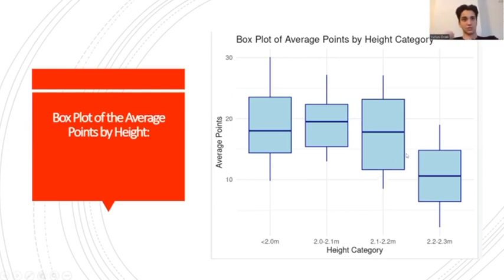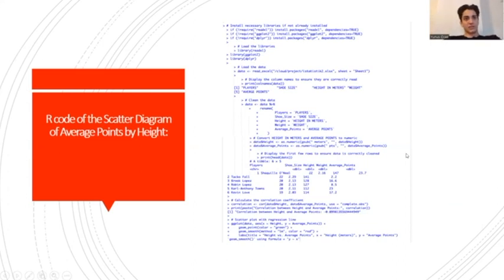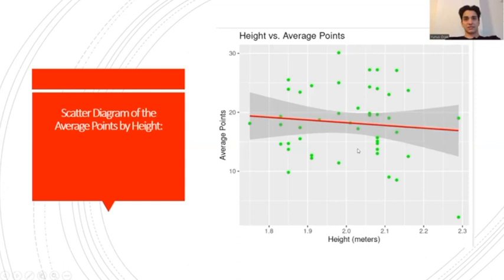So let's continue. R code of the scatter diagram of the average points by height. It is the scatter diagram R code, and let's continue with the result. Yes, in this one we can see in more detail what we mentioned. As you see, that line has a negative slope, and also you can see our outliers far from the mean. So yes, as you see, it is the height and the average points, and you can see the distribution of this. So let's continue.